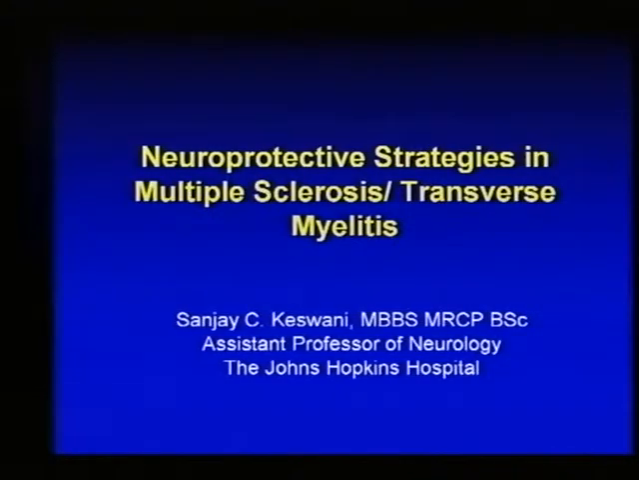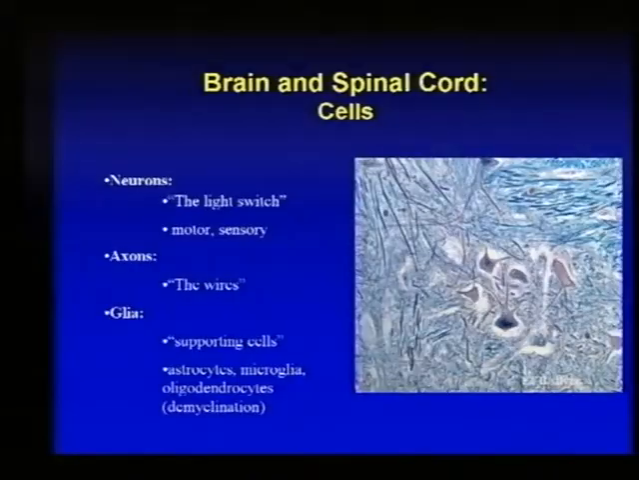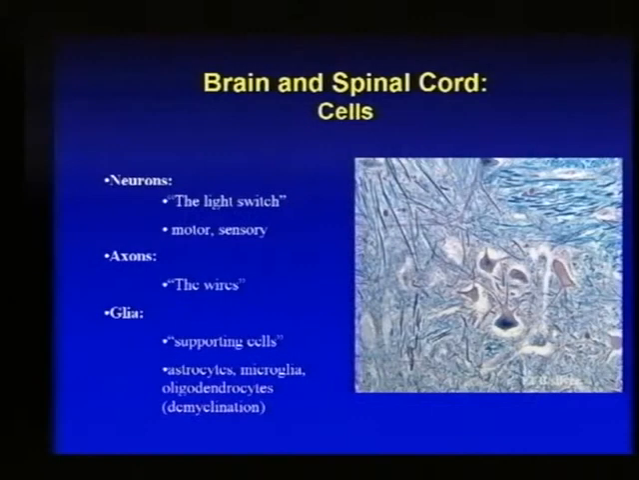As Doug had mentioned, I'm going to focus on neuroprotective strategies for neuroimmunological disorders such as multiple sclerosis and transverse myelitis. I'm sure that many of you in the audience have already seen this slide, but I thought I'd show it again, so that for those of you not familiar with some of these neuroanatomical terms, this would be a refresher. So I'm going to be talking about neurons, both motor and sensory.